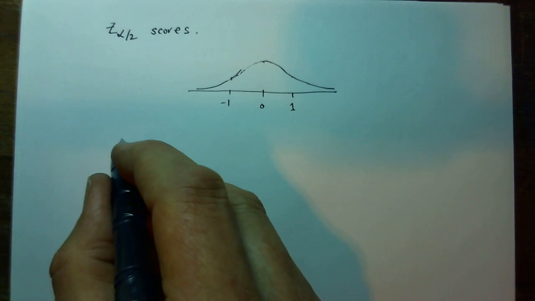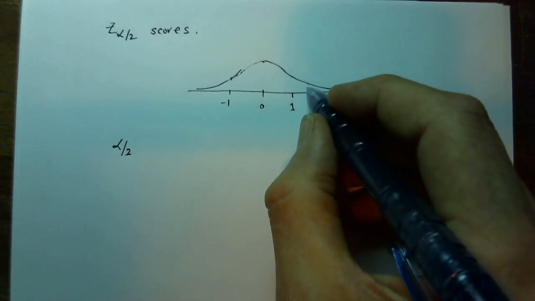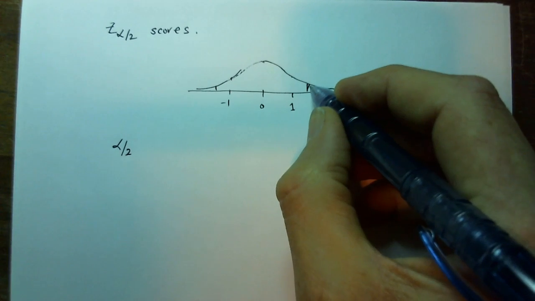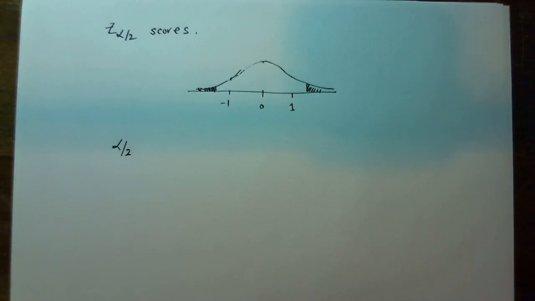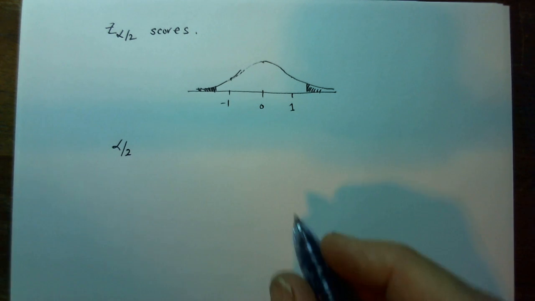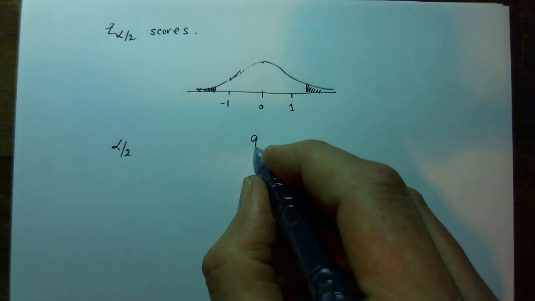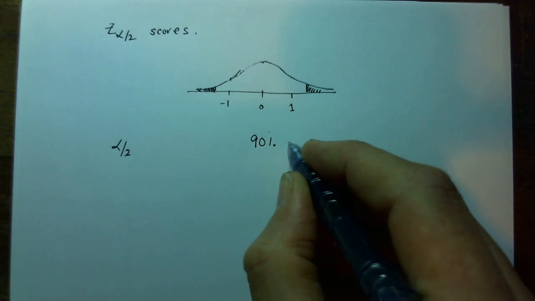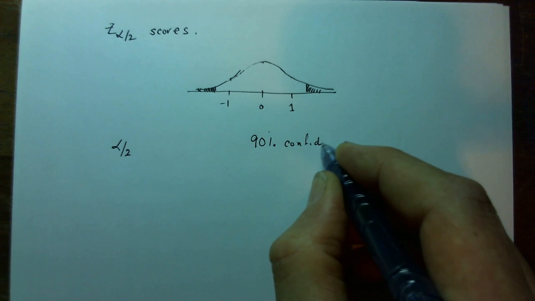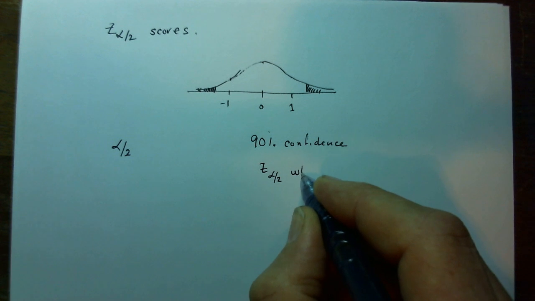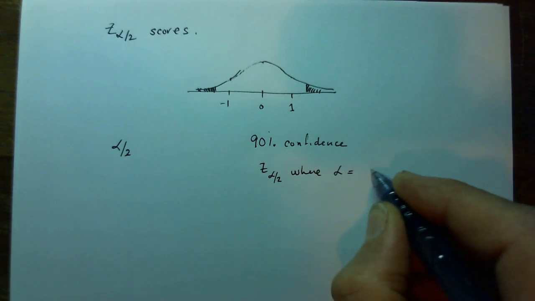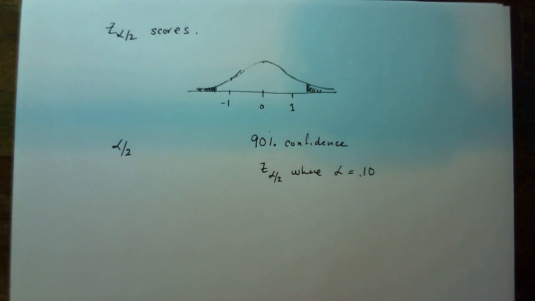What alpha over 2 is equal to is the area outside, and it's symmetrically arrayed on both sides. So alpha over 2 is that shaded area. So if I'm looking for, let's just say, a 90% confidence interval, I'm looking for z alpha over 2 where alpha is equal to 10%. 90% would give me a 10% alpha.